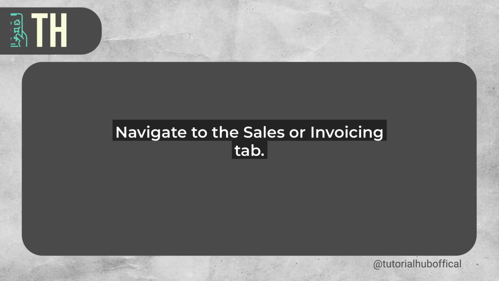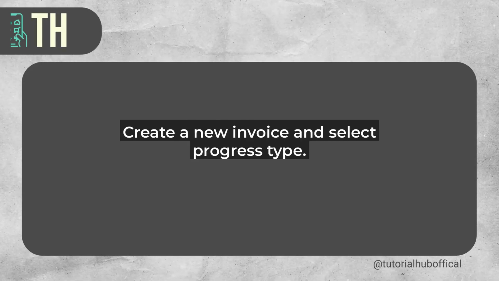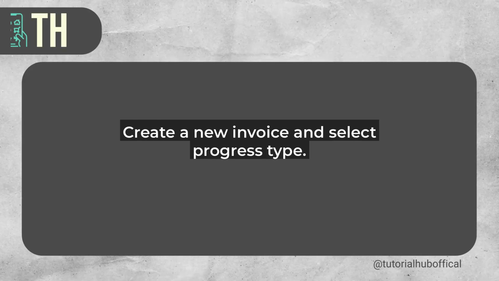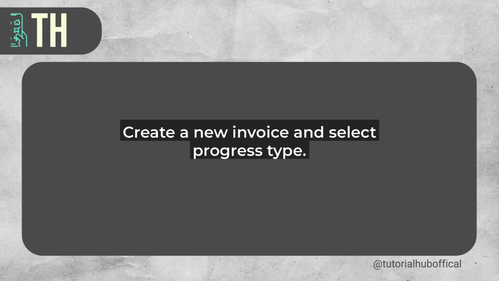Next, select the customer you're invoicing from the drop-down menu. Then, choose the Progress Invoice option. It's often under Invoice Settings or Types. This tells QuickBooks that this isn't a full payment yet.